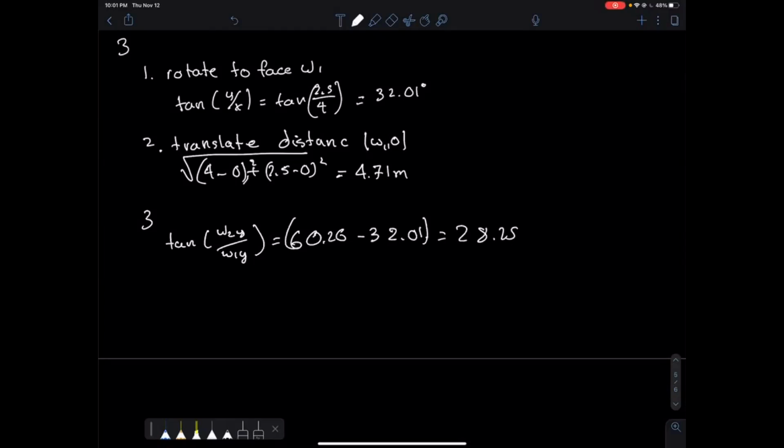So 60.26, that first number in that rotate function in his answers, is the global reference frame. Essentially, with respect to the x-axis, what direction we need to be facing. The second number is where we're currently facing, and 28.25 tells us how much to rotate to face that 60.